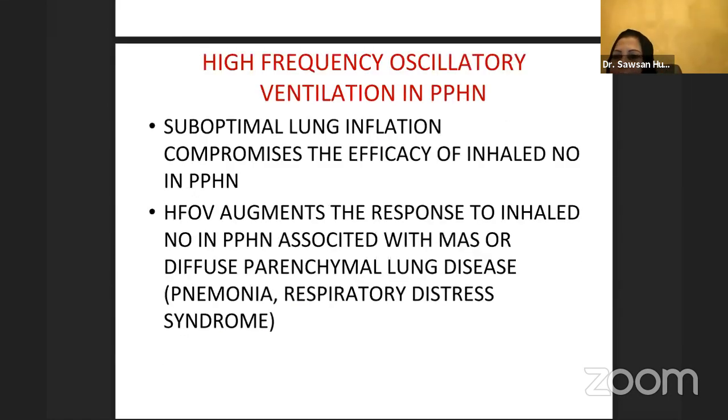High frequency ventilation: suboptimal lung inflation compromised the efficacy of inhaled nitric oxide in PPHN. How does it work? It augments the response to inhaled nitric oxide in persistent pulmonary hypertension of the newborn associated with meconium aspiration syndrome or diffuse parenchymal lung disease. So it will improve oxygenation.